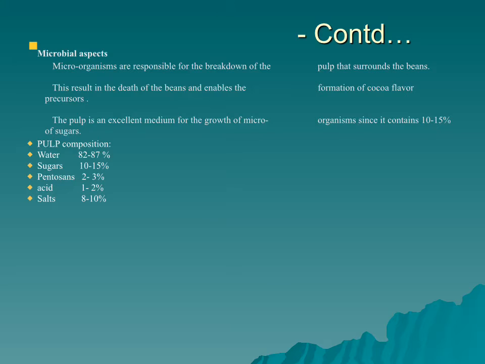We'll see about the composition of the pulp. The pulp contains water 82 to 87% and sugars 10 to 15%, pentosans 2 to 3%, acid 1 to 2% and salts 8 to 10%.